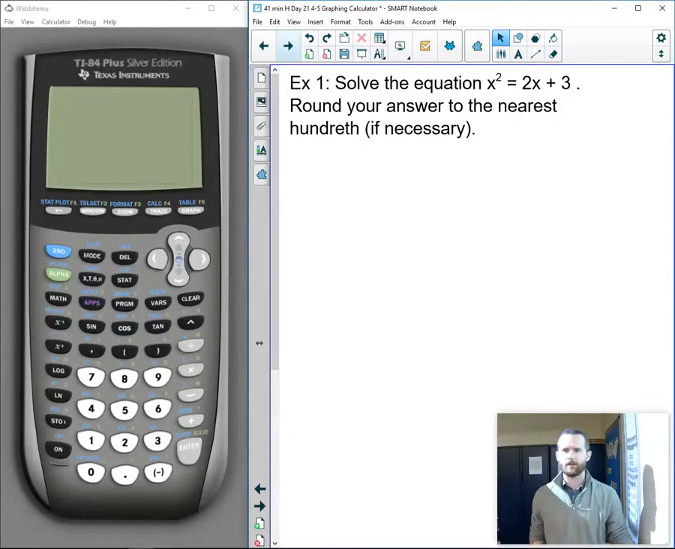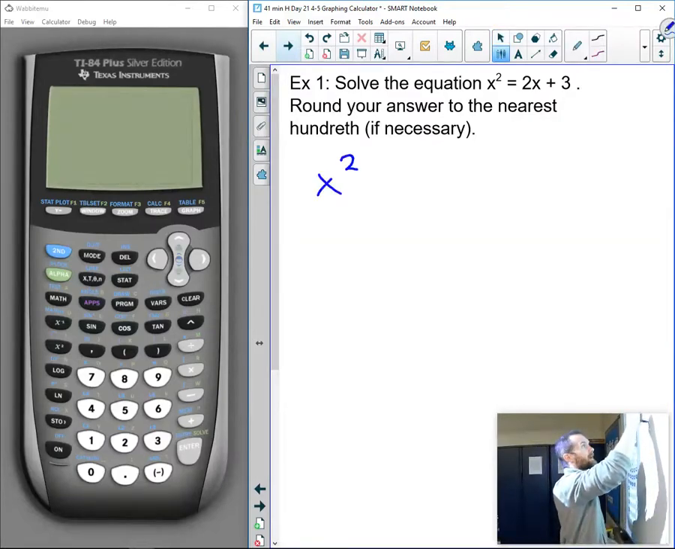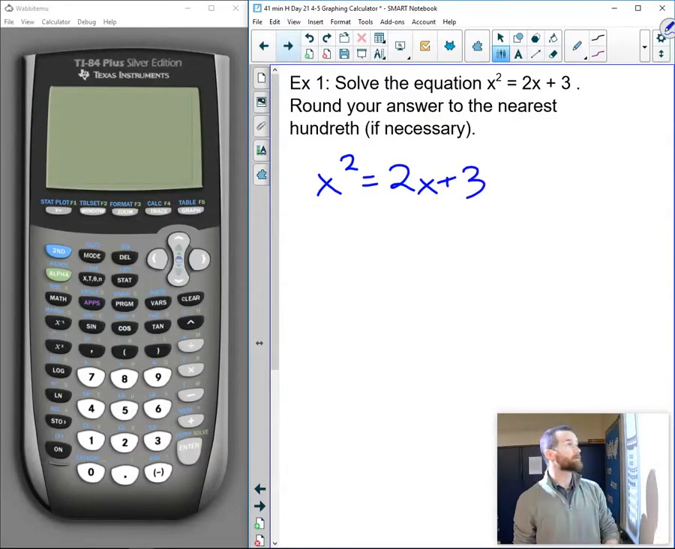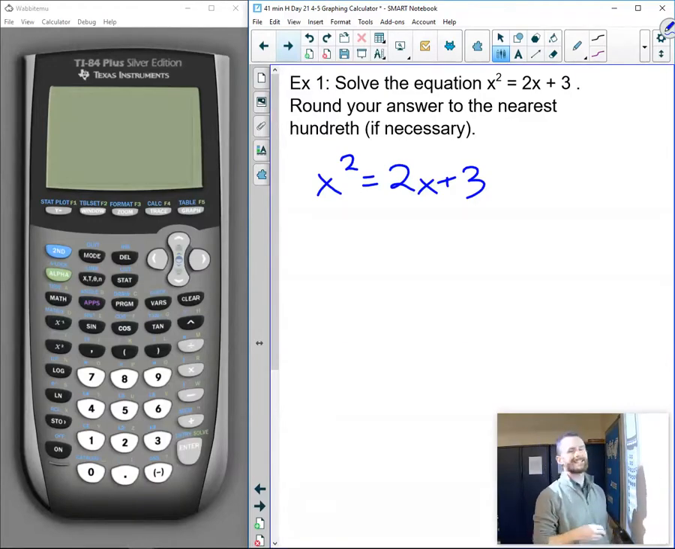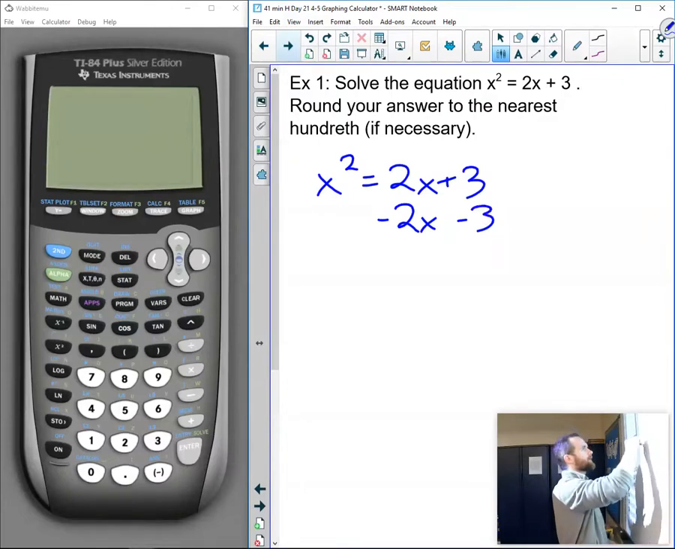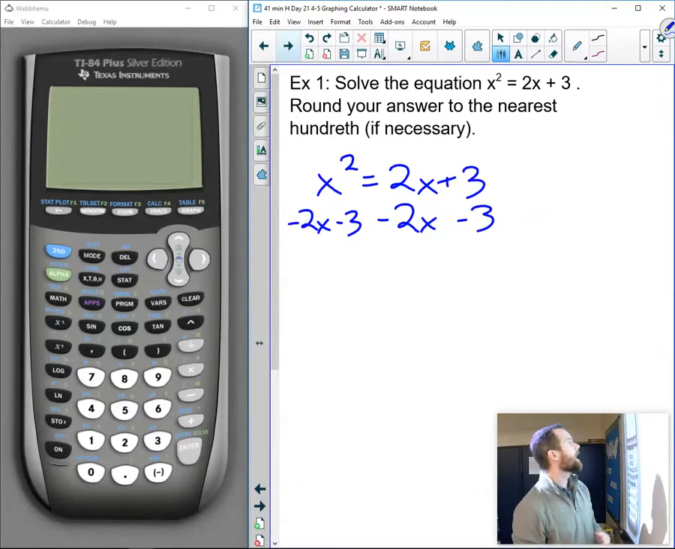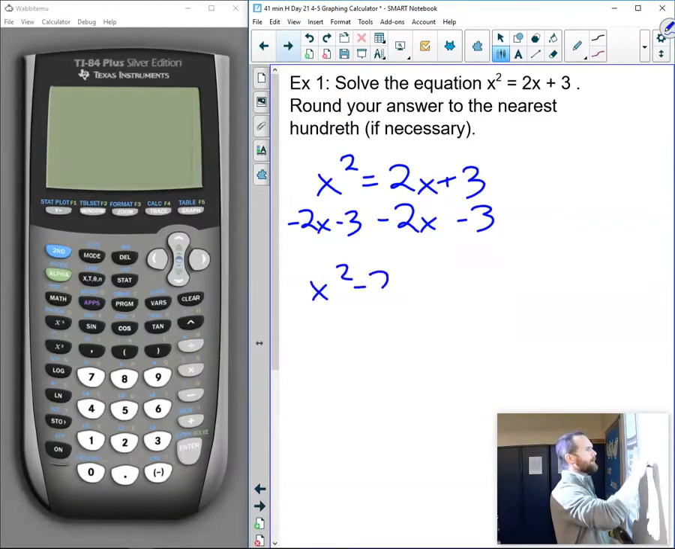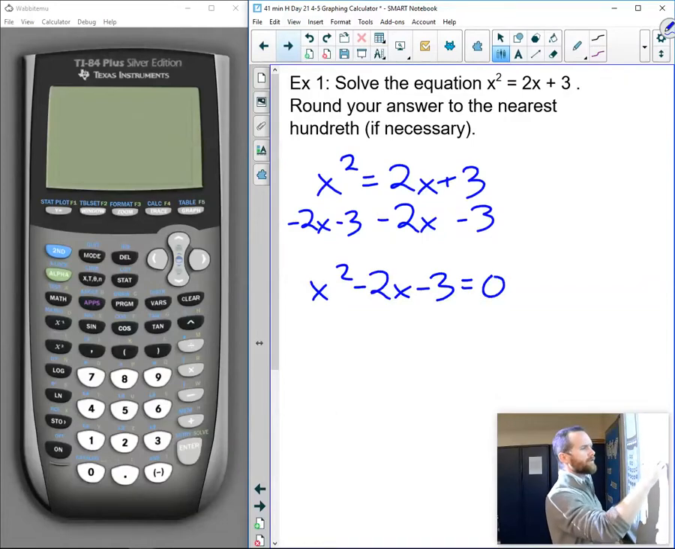So we're going to solve the equation x squared equals 2x plus 3. I'm going to rewrite that down here. And we want to round our answer to the nearest hundredth. Now, the first thing we need to do for almost any method of solving a quadratic equation is to get everything on one side. So I'm going to subtract the 2x and the 3. If you want to do it the other way and subtract x squared, that will work as well. But in general, I like to have a positive first term. So this becomes x squared minus 2x minus 3 equals 0.